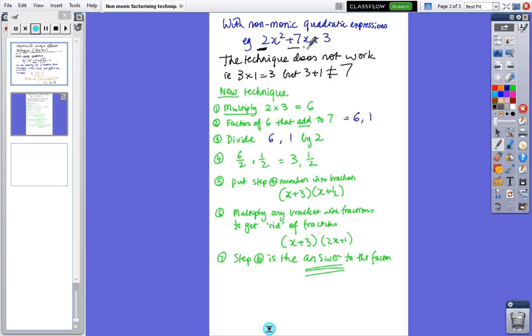non-monic just means there's a number in front, and the number in front can't factorise out. Sometimes the 2 could go into both numbers, so you actually end up with a monic, but this one doesn't work because 3 times 1 is 3, but 3 plus 1 doesn't equal 7.